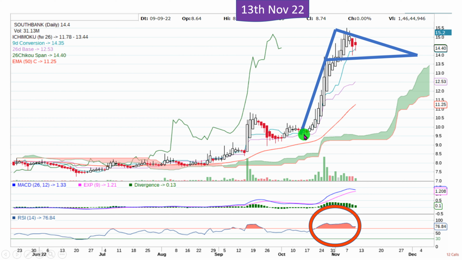So this is the bottom of the flag. From this point, around 10 rupees, it went till 15. So this is nearly 5 rupees of movement. This is how a flag works.